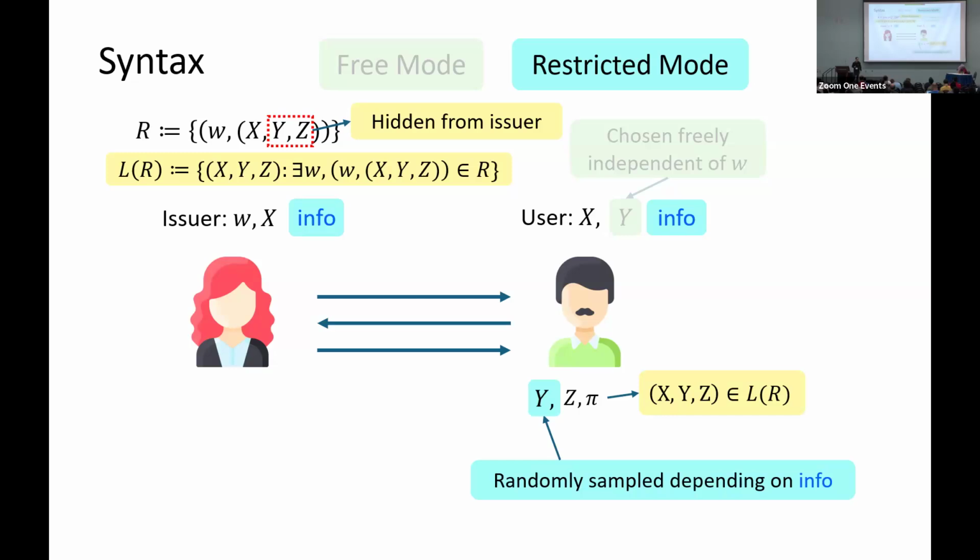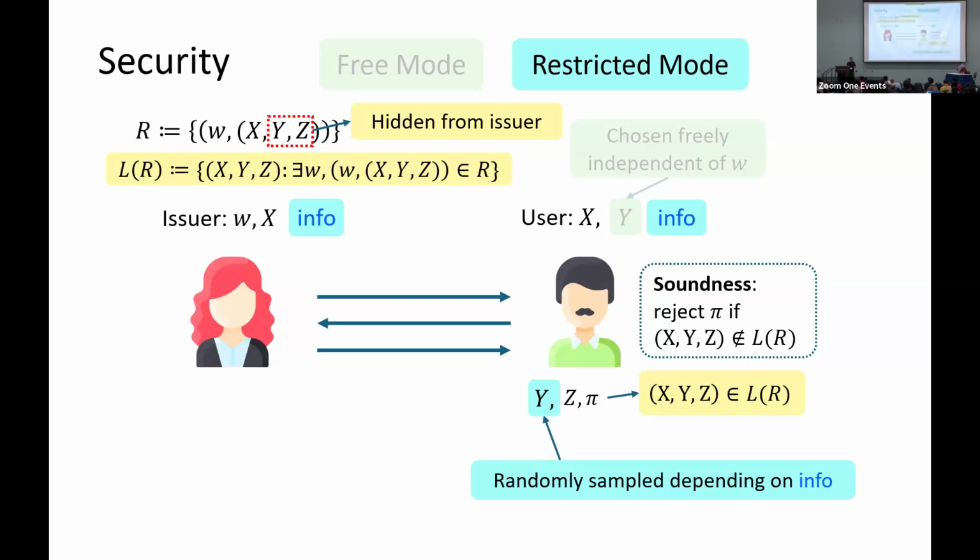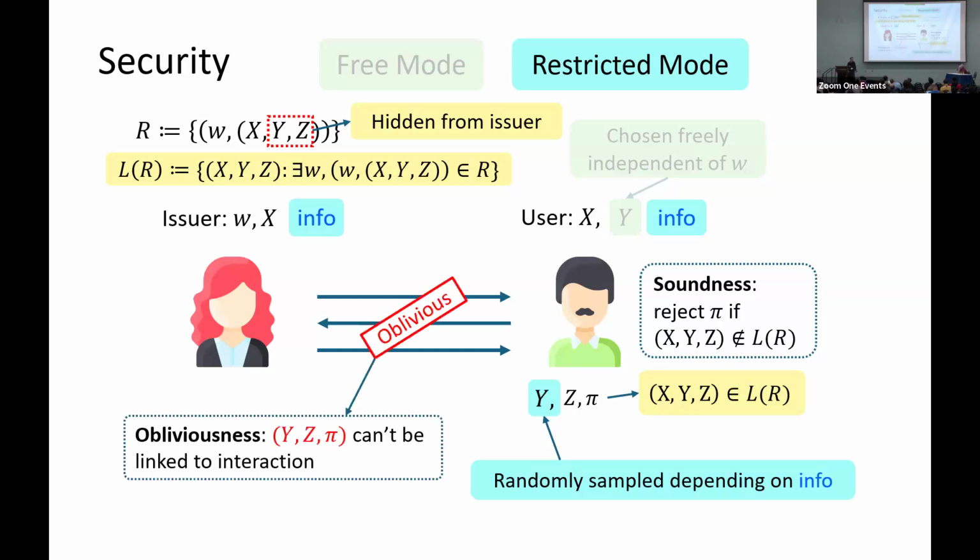In terms of security, both modes require soundness, which guarantees that one cannot forge a valid proof if the statement is not in the language. And also obliviousness, which guarantees that Y, Z and the proof cannot be linked to the interaction that issued them, even if the issuer is malicious.